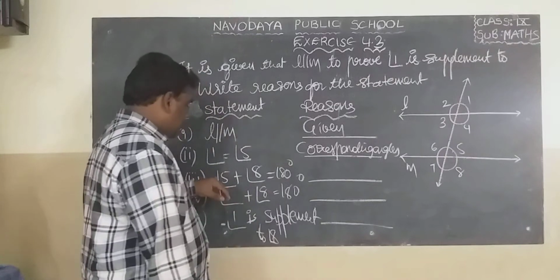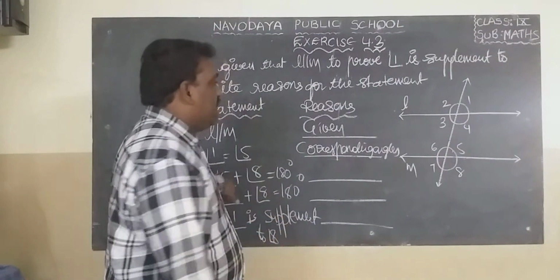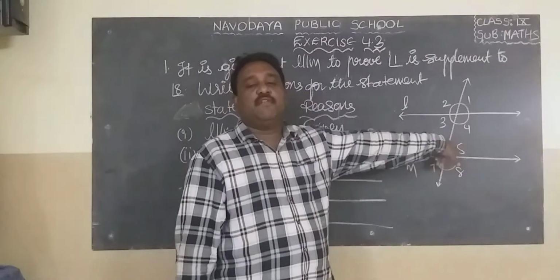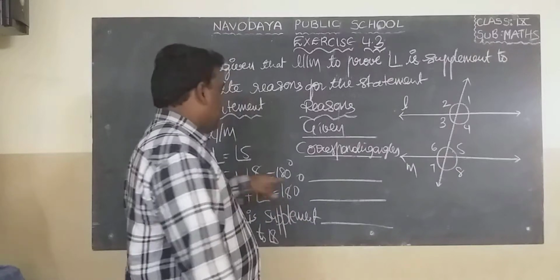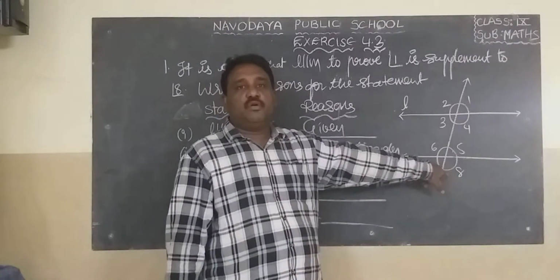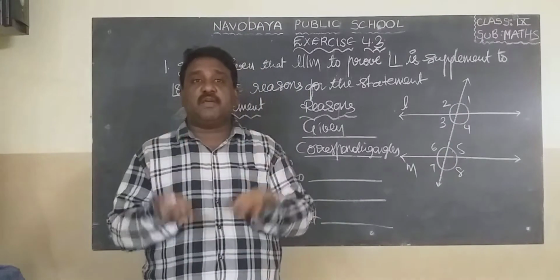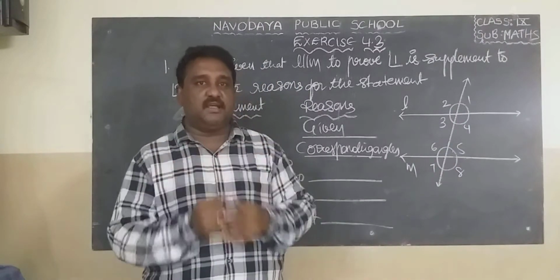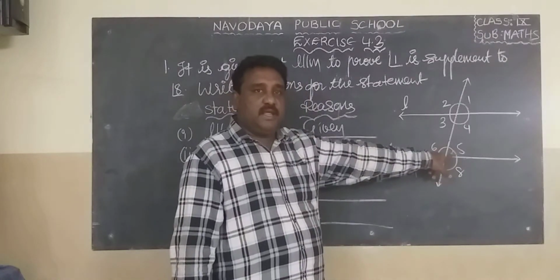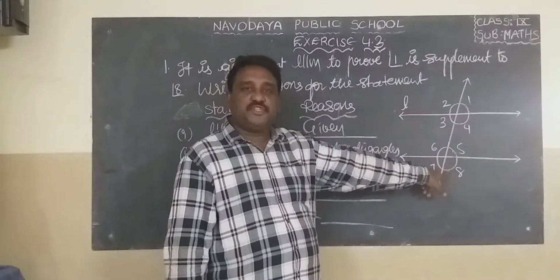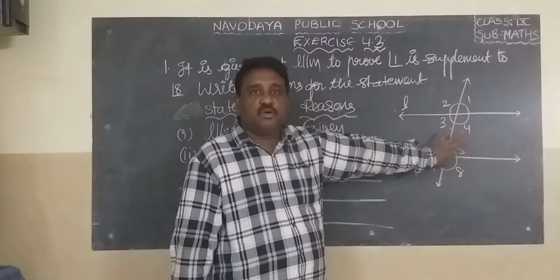Third one, angle 5 plus angle 8 equal to 180. What is angle 5? Interior angle. What is angle 8? Exterior angle. So one is interior, the other is exterior, and what type of angles are they? They are adjacent angles. They lie side by side. Angle 5 interior, angle 8 exterior. They lie side by side. They are adjacent angles. So the sum is 180.